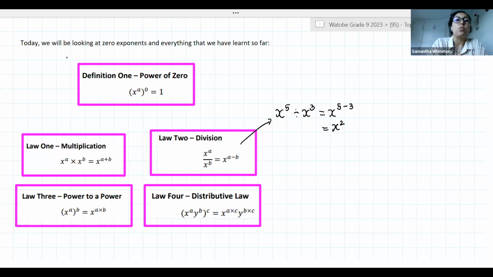But what happens when we start to divide a value by itself? So what I mean by that is, what if I'd given you x to the power 5 divided by x to the power 5? Right, now, according to my second law, all I need to do is subtract the exponents. So 5 minus 5, and that gives me x to the power 0. But the question is, what does that mean?